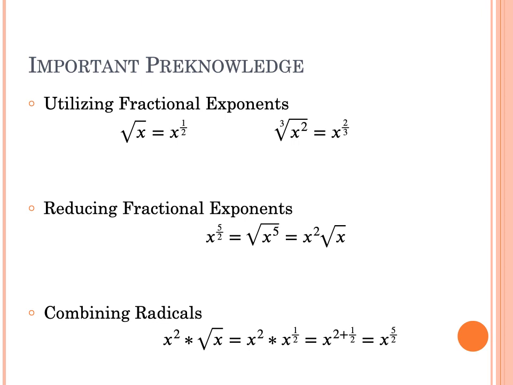And then combining radicals. If we want to think of this as taking any radical and writing it as a fractional exponent, then we have to be comfortable with all our normal exponent rules. Here we have x squared times x to the 1/2. We're going to add those exponents. In this case, I have it left as x to the 5/2.